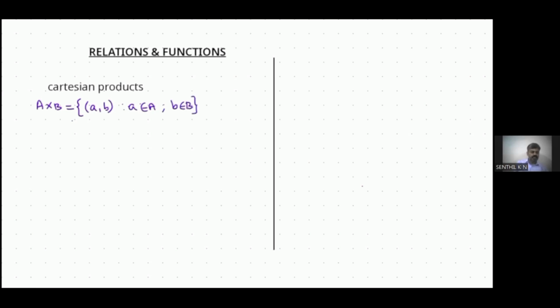Suppose we are considering a set A having the elements 1, 2, 3 and another set B having the elements 4 and 5. We are taking two elements in B. If I want to write the elements of A cross B, we have to take every element from A and pair it with the second set B, that is, all the elements of B. Every element of A should pair with all the elements of B.